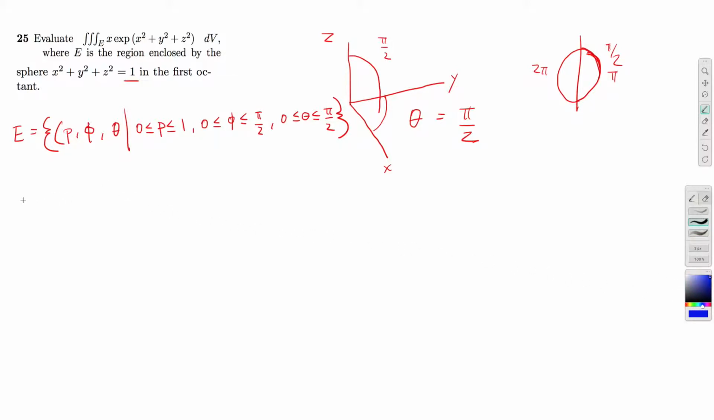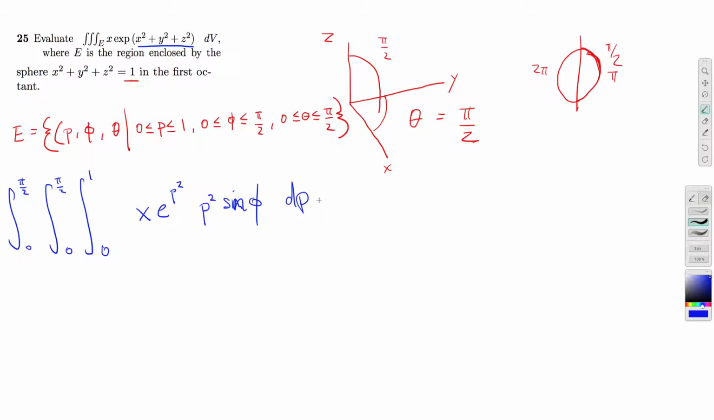Okay, then you write out your equation. So pi on 2, 0, pi on 2, 0, 1, 0. This is the equation that you're doing it to. x squared plus y squared, we all know what that is. That's rho squared. Then you got a rho squared down here with a sine of phi d rho d phi d theta.